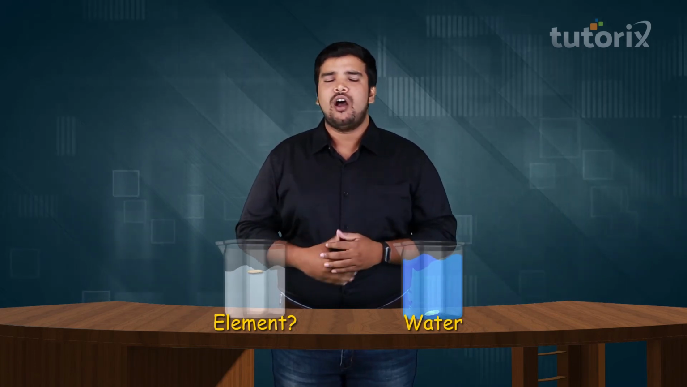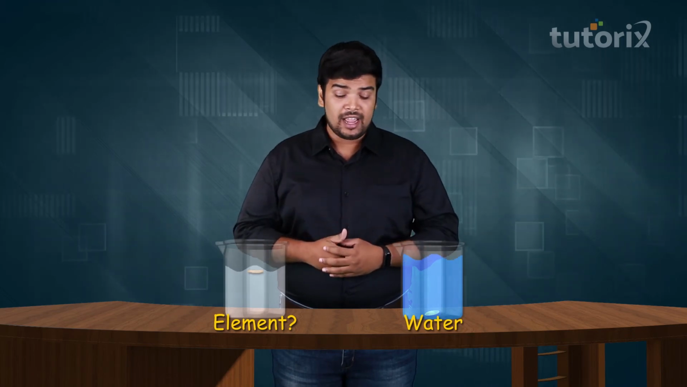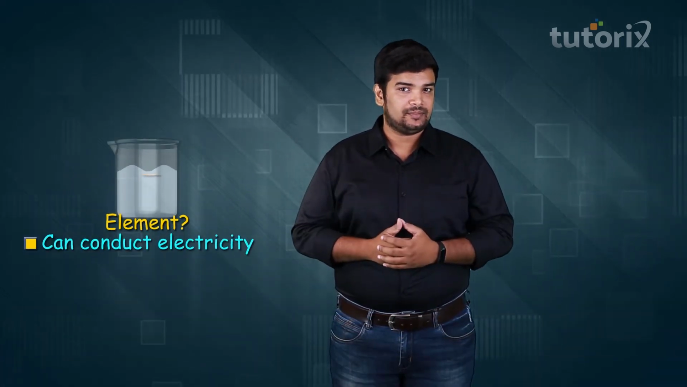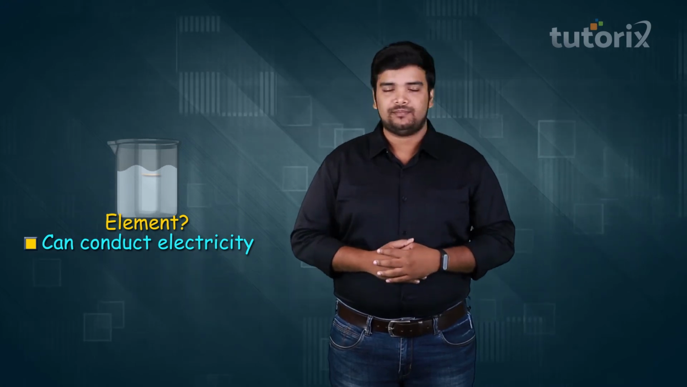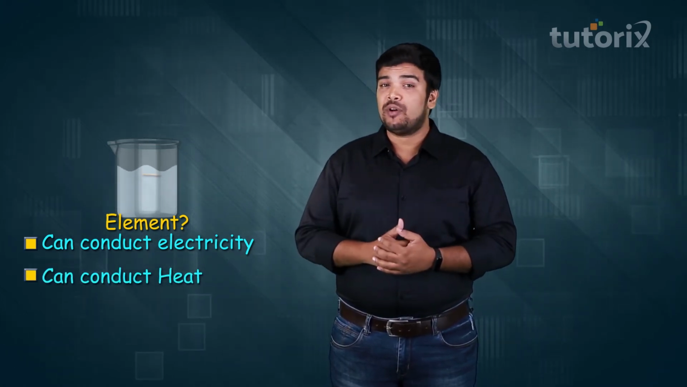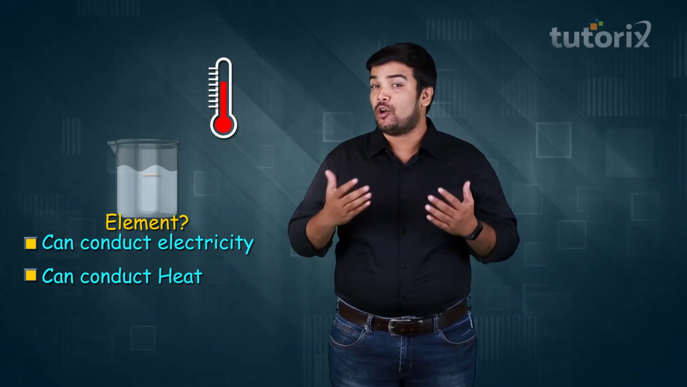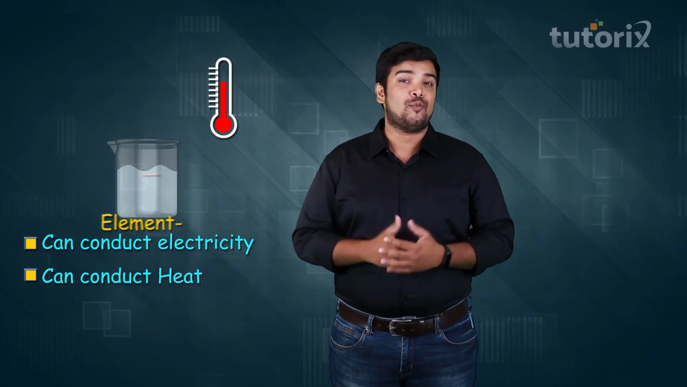Not only that, one more interesting property is that the liquid form of this element can conduct electricity, and it's a shiny liquid. Apart from that, it can also conduct heat. That's why it is used in thermometers. So can you tell me which element I am talking about? Well, obviously I am talking about mercury.